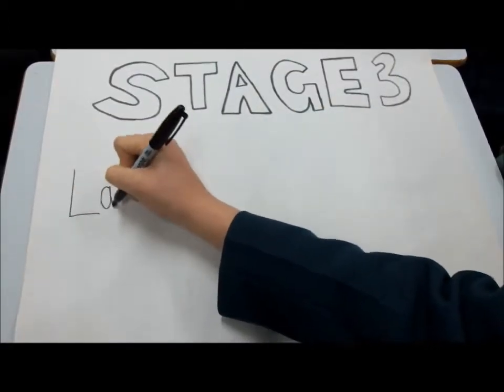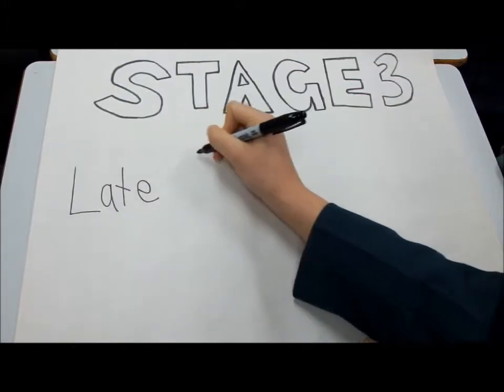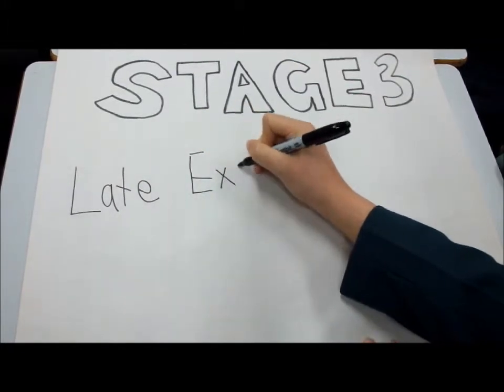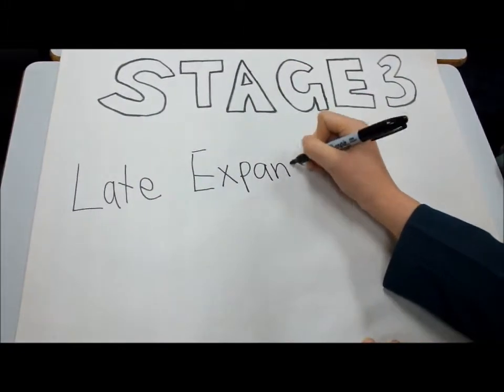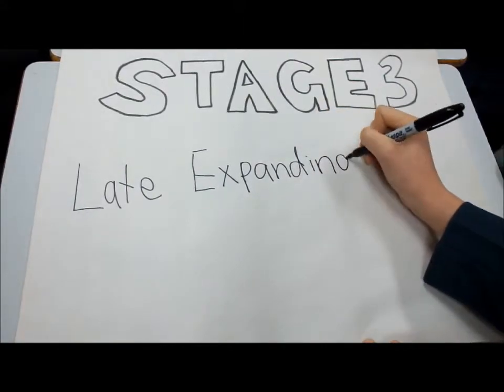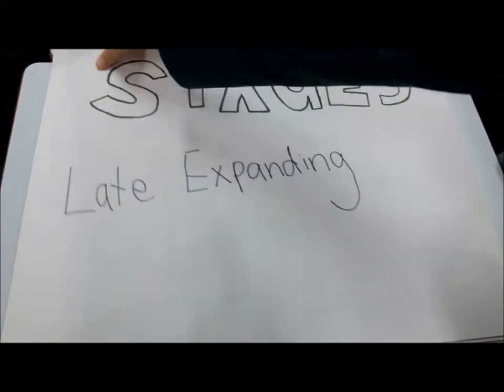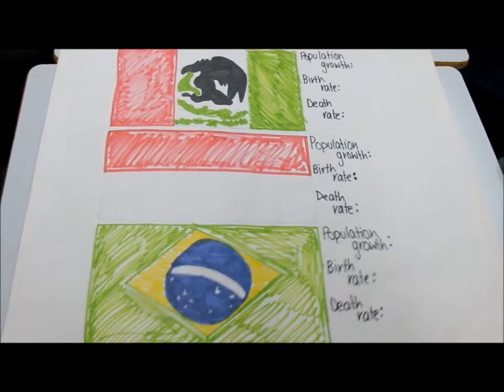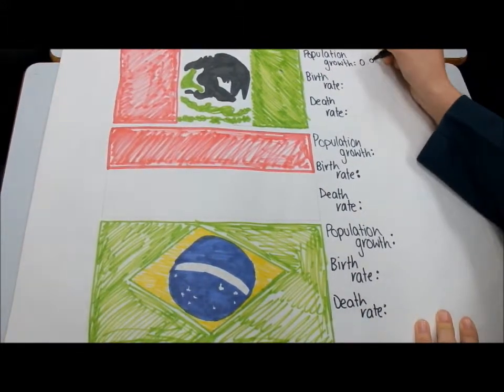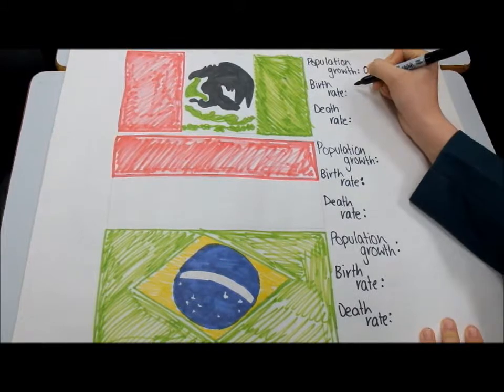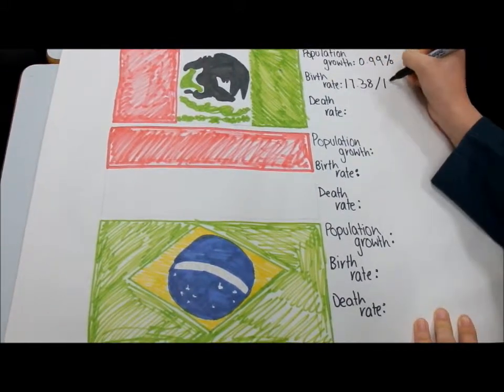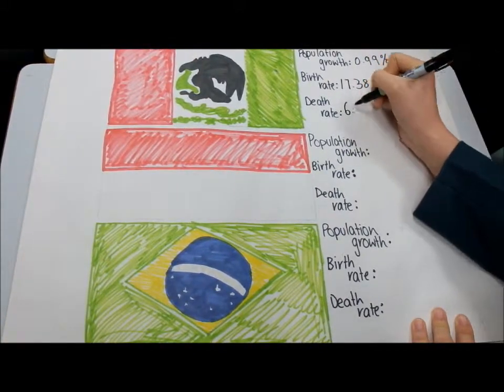Stage 3. Late expanding. Birth rates are now falling rapidly, with death rates continuing to decrease but at a slower rate. The net result is a slowly increasing population. Examples of countries in this stage are Brazil, population growth rate 0.83%. The birth rate is 14.97 births per 1,000 and the death rate is 6.51 deaths per 1,000.